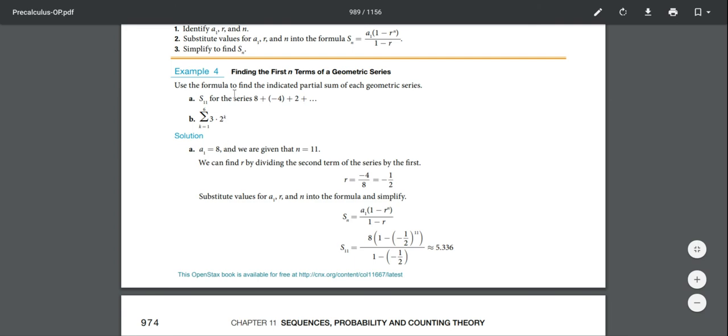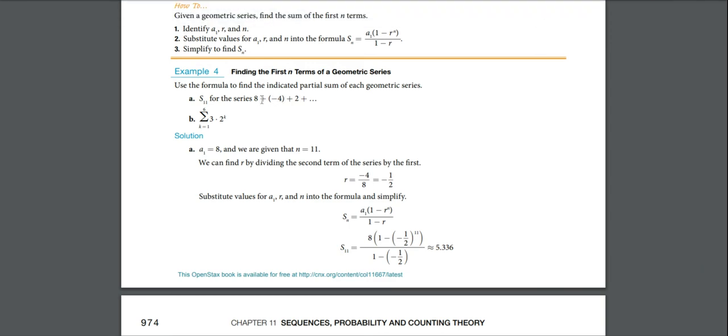Okay, so in this first one, the first term is 8, n is 11, and we just need to figure out what r is. Because this is switching back and forth from positive to negative, we know that r has to be negative. And we can see that it would be negative a half. If you don't see that it's negative a half, you can always take this term divided by this term, or this term divided by this term, doesn't matter. And we get that r is negative a half.